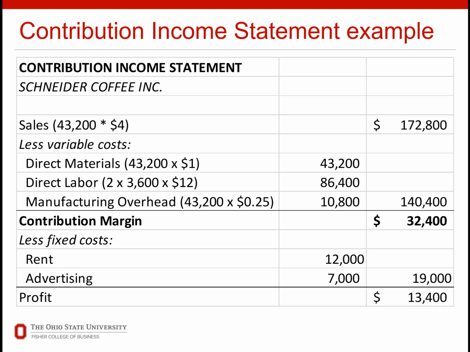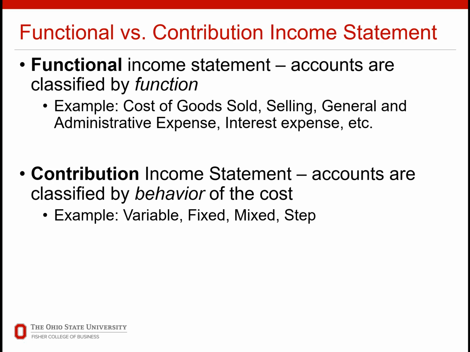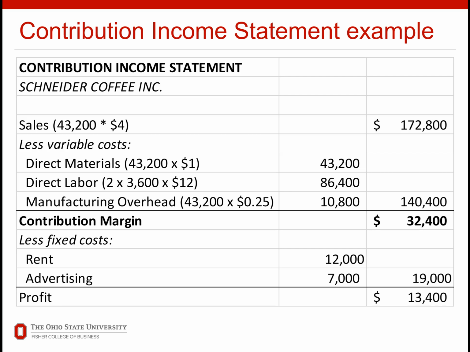And then we subtract our fixed cost in order to arrive at a profit figure. But that's the big difference, again, between financial statement accounting, where it's functional, and managerial accounting, where it's a contribution income statement.